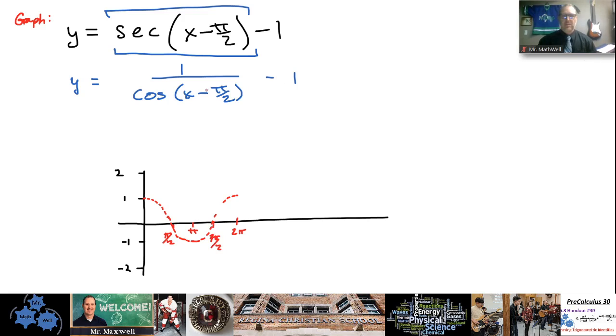Now, shifting it means shifting to the right pi over 2 units. So let's change color and do a blue. I'm going to shift all these points over. Here's pi over 2 units. So it starts at 1 there, and it's going to go down now through pi, hit -1 at 3 pi over 2, and hit 0 at 2 pi.